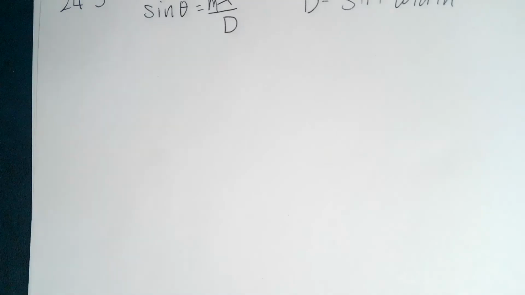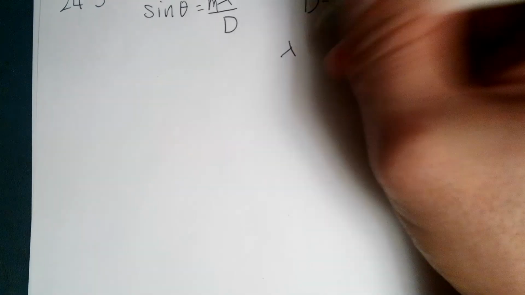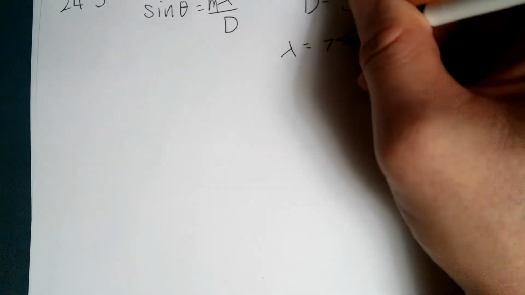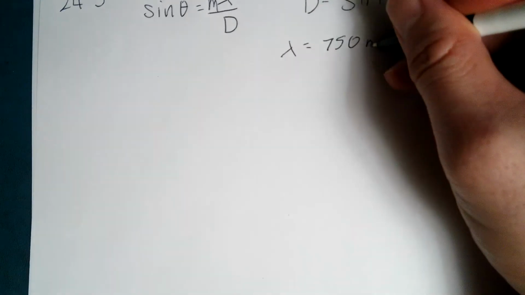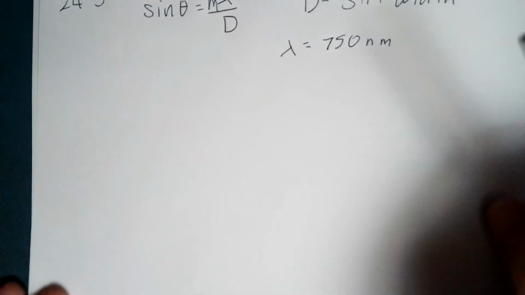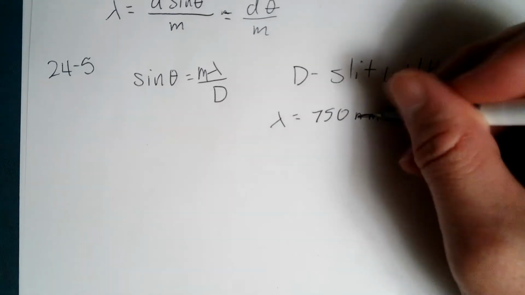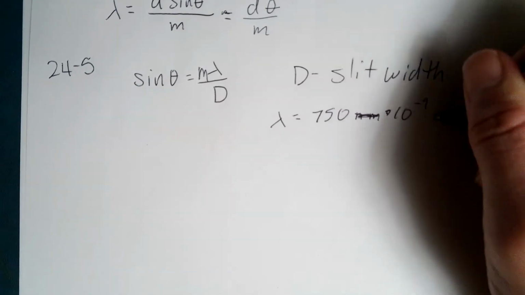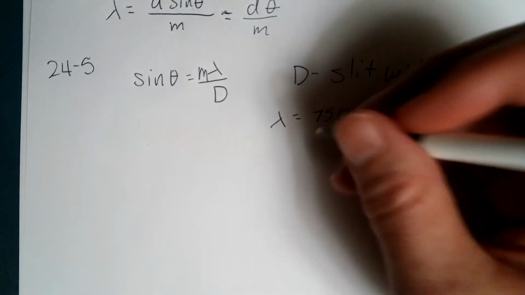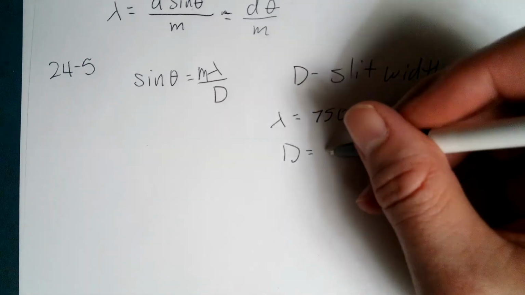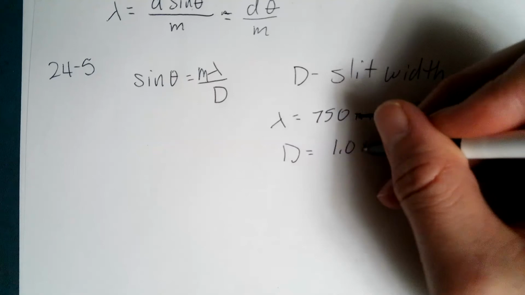Okay, so let me get to the solution here. Okay, so for this problem we have, let's see, light. We know the wavelength here. You see, we're all dealing with visible light, which is in this 400 to 800 or so nanometer range. I guess I can go ahead and put this times 10 to the negative 9th meters. And the slit width here is actually 1 millimeter.